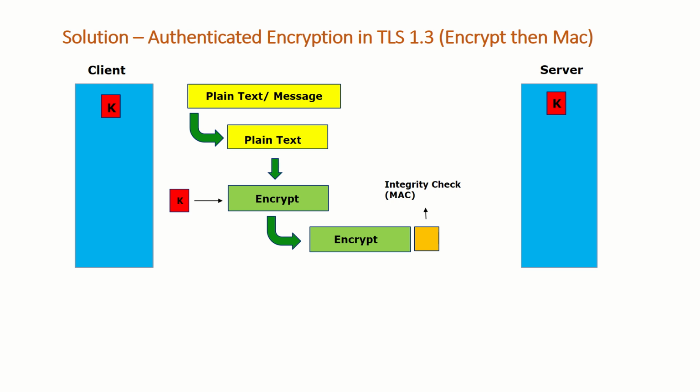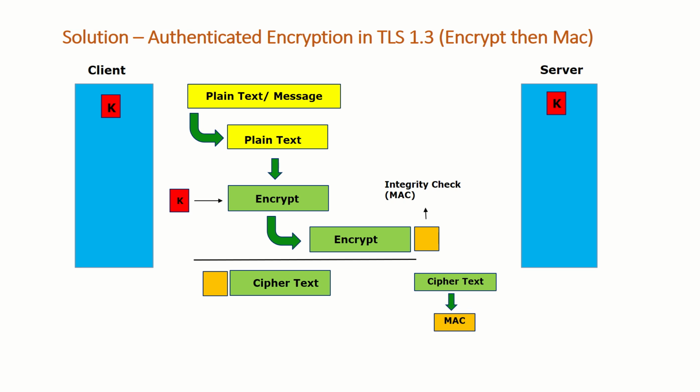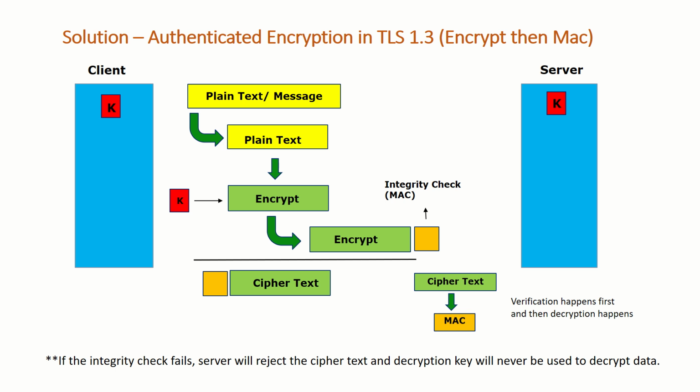When server receives the encrypted frame, the first thing the server does is it checks the integrity tag on the ciphertext that it received. So server will perform the verification of the MAC. If the MAC verification is success, then only it will use the key to decrypt the packet. Now if there is any tampering of the ciphertext on the network, the integrity check will fail and the system will reject the ciphertext and the decryption key will never be used to decrypt the data. So straight away, server can reject the packet without even decrypting it. So in this case, verification happens first and the decryption happens next.